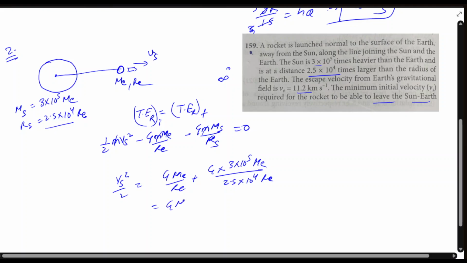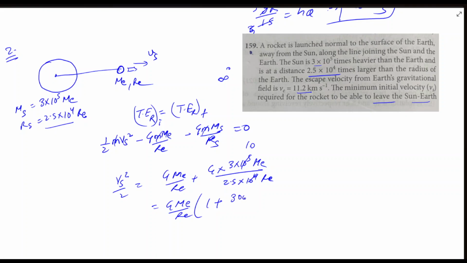So here GM upon R we can take as common, so it will be 1 plus 10, so it will be 30 and 300 by 25. So this will be 12, right? So this is 13 GM upon R, and v_s square into 2, so into 2, and we know this, right?